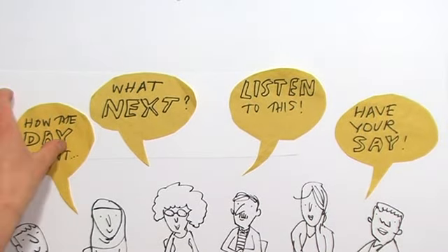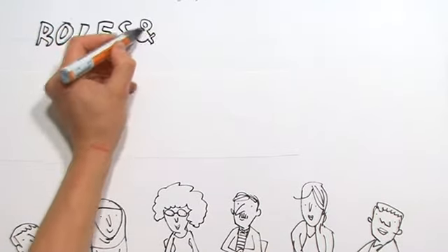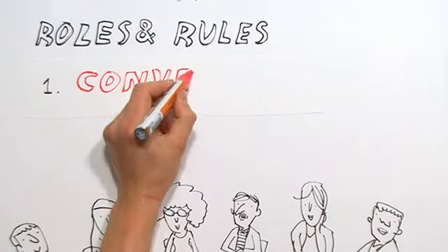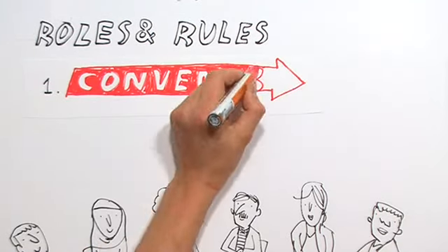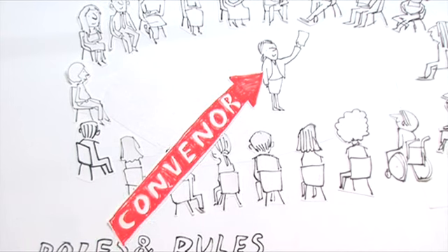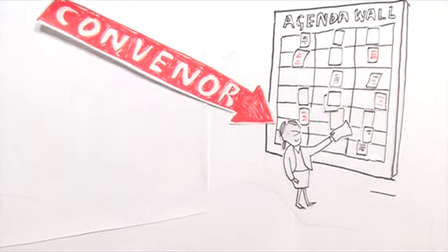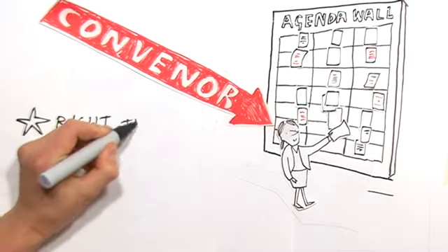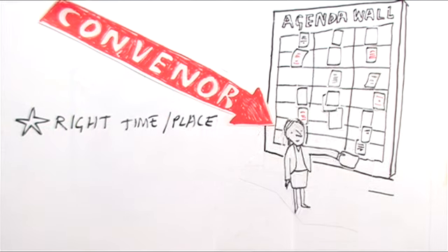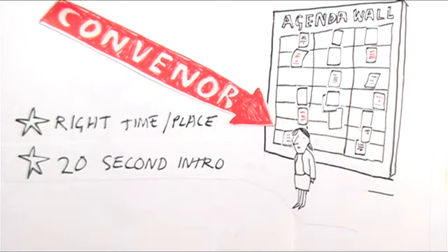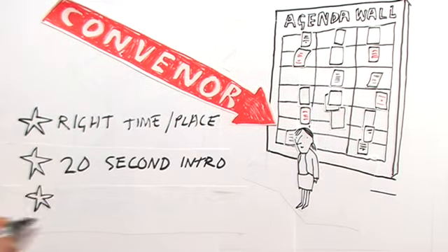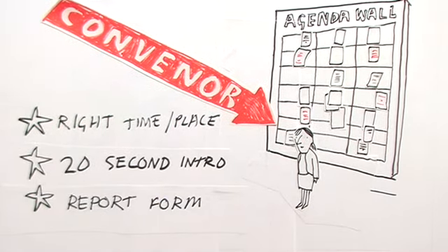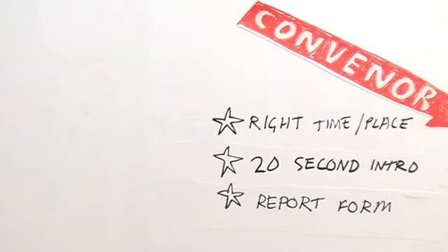There are some roles and rules about open space. I'll just quickly run through those. First role is convener. If you fill in a bit of paper and schedule a session, that makes you a convener. Three or four things: turn up on time in the right place, kick it off with a 20-second contribution about why you've raised it and why you think it's important, and make sure that you or someone else fills in a report form from the event and puts it on the feedback wall.